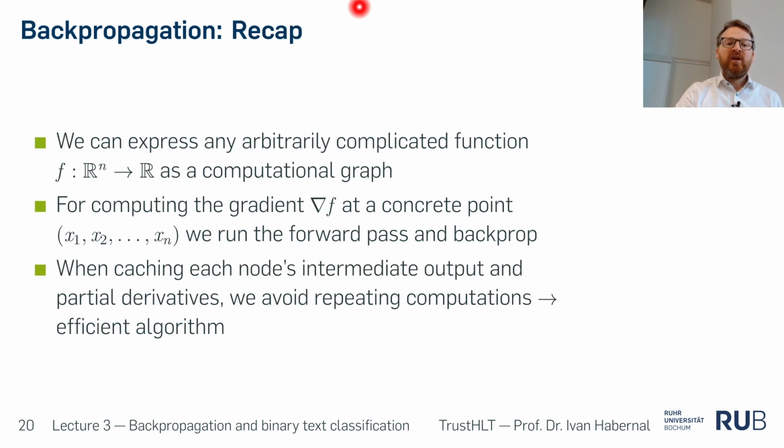Good. Okay, so now a recap of backpropagation. We can express any arbitrarily complicated function. This is really interesting. Now we are limiting ourselves to, okay, the input is some vector, because we know we can turn everything into a vector somehow. And we're saying this goes to just one single real number. Yeah, sure, because you're optimizing just the loss.